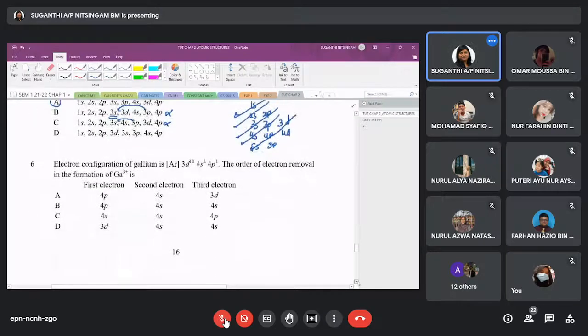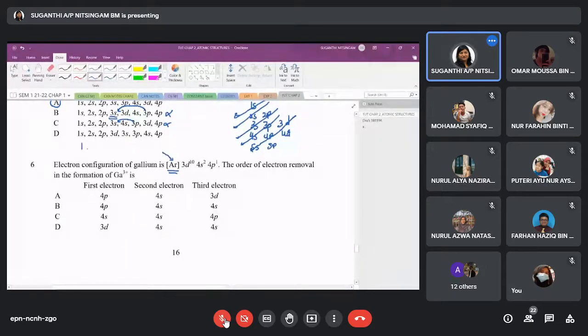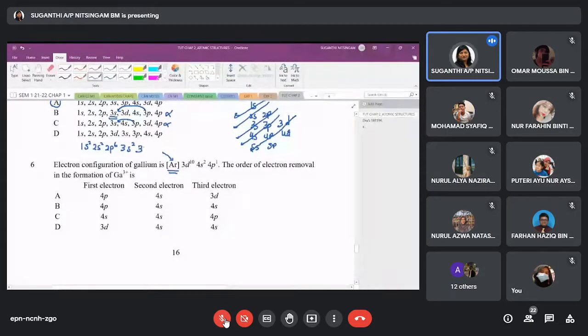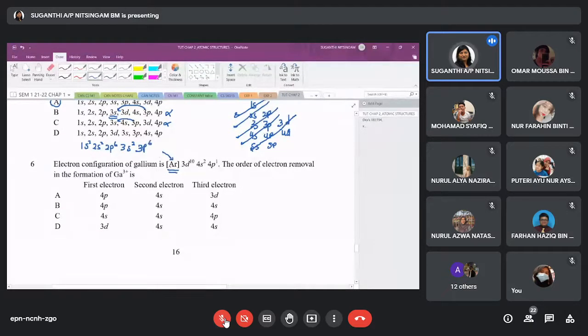Next. Okay. Kadang-kadang soalan suka tulis ini. Ini adalah abbreviation. Sepatutnya AR mewakili 18 lah. That means 1S2, 2S2, 2P6, 3S2, 3P6. Tetapi dia tak nak tulis. Soalan boleh tulis macam ni. Tetapi kamu tak boleh. You must write in full.